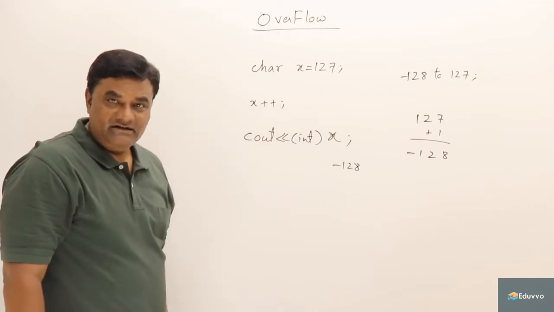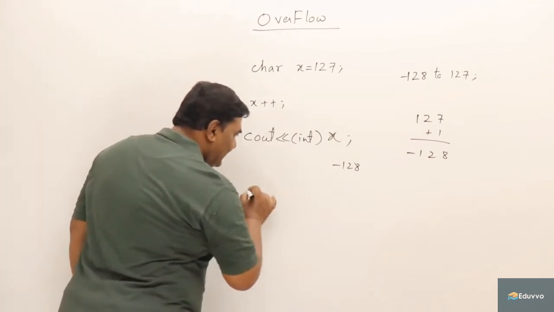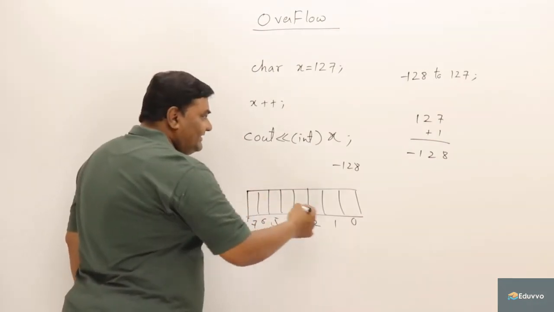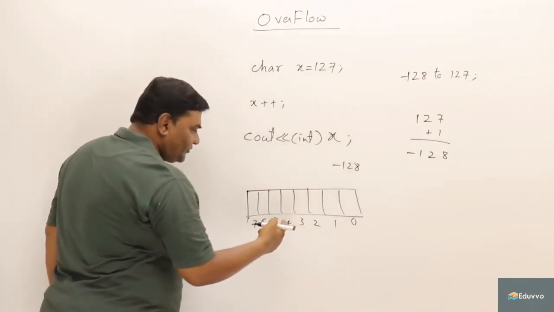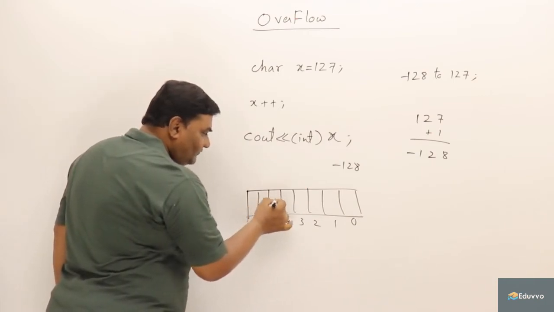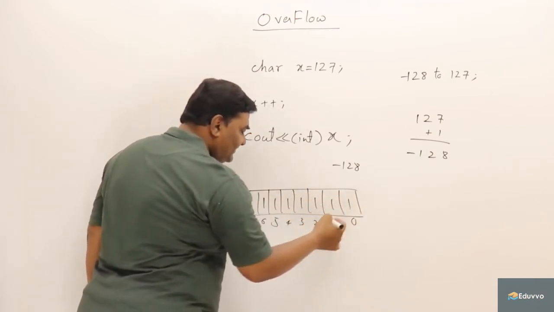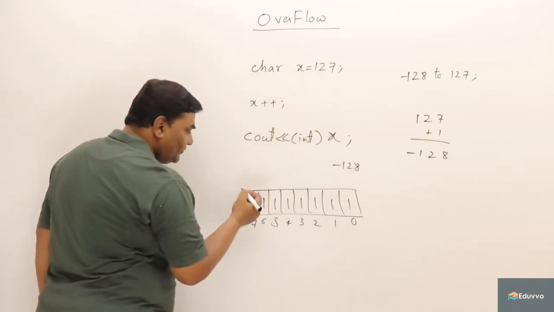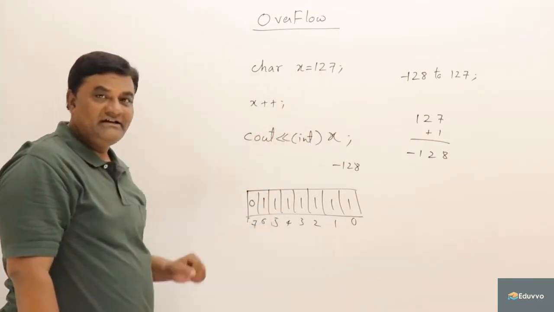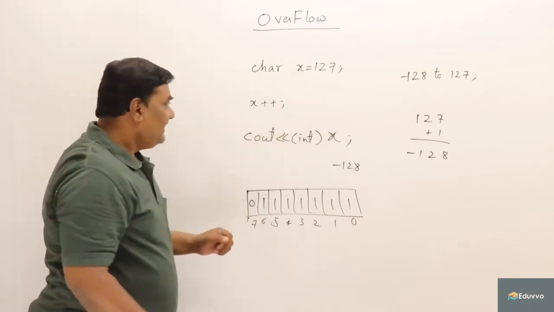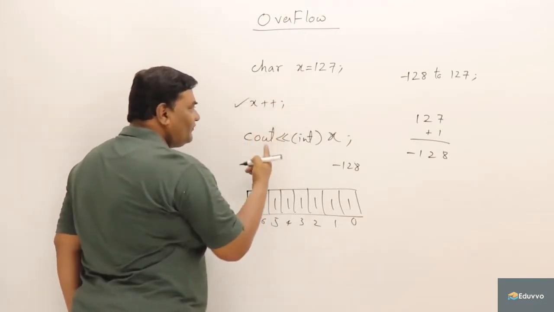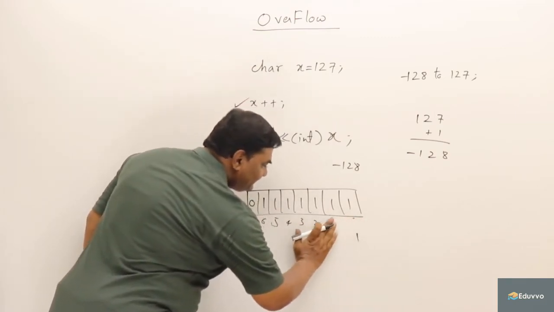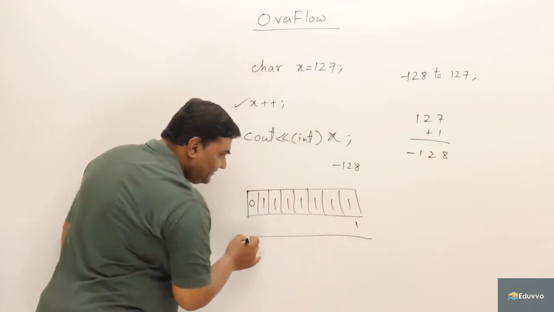How this is happening, I'll show you. See, a character takes 8 bits. In these 8 bits, when 127 is stored, it will be 1111111, and as this is a sign bit for a positive number, it will be 0. This is how it looks when 127 is stored. When you say x plus plus, 1 is added to this. When 1 is added, what will be the result?